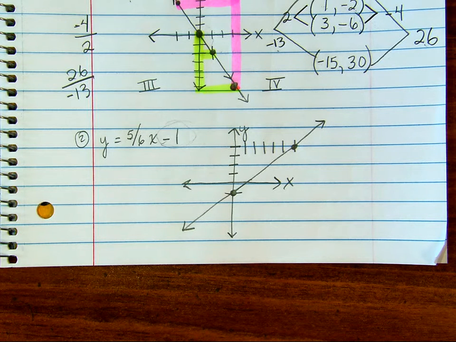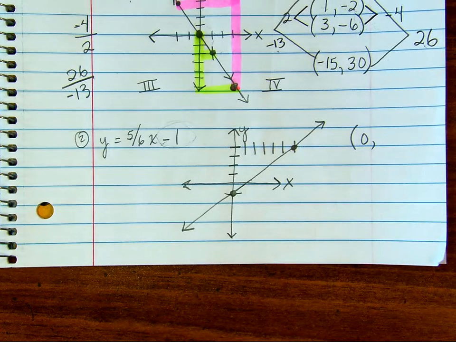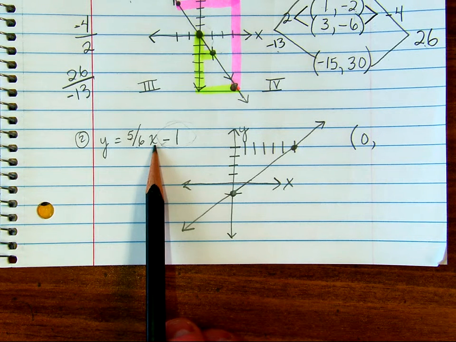All right, let's take this one step further. X is 0. What's the value of y? Josh? Nope. Aubrey? -1. 5/6 times 0 is 0, and then take away 1. -1.